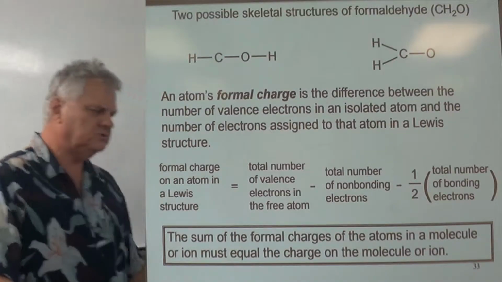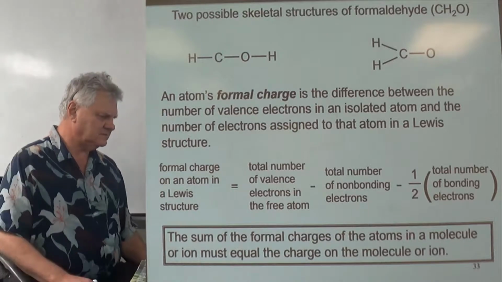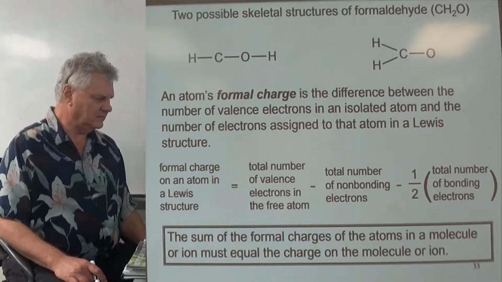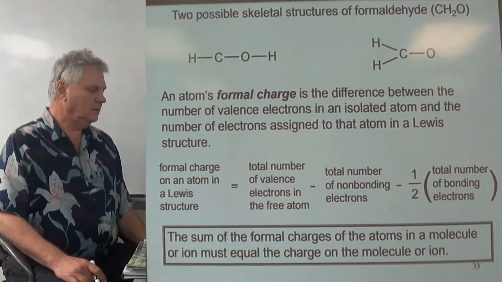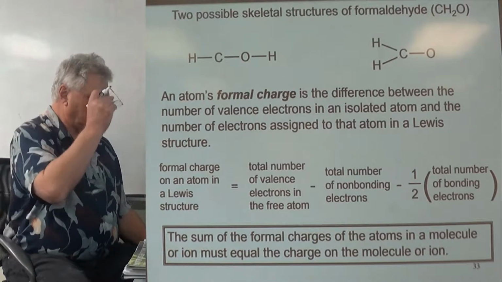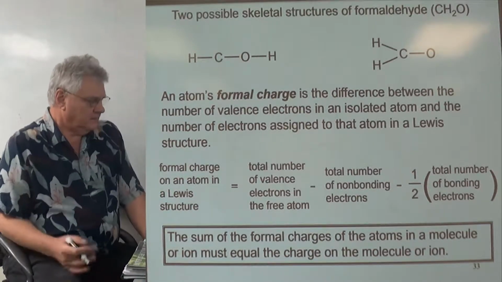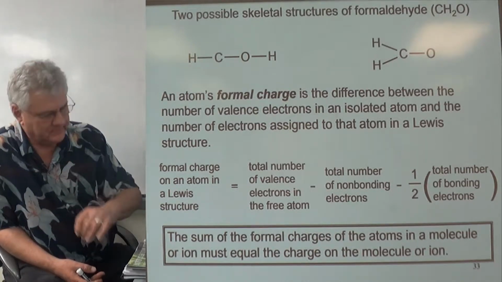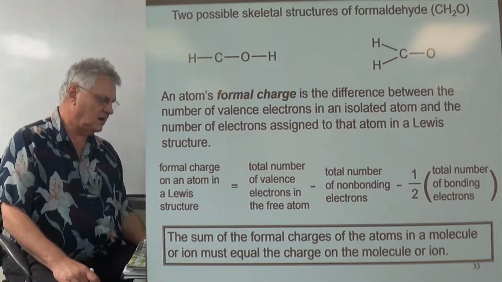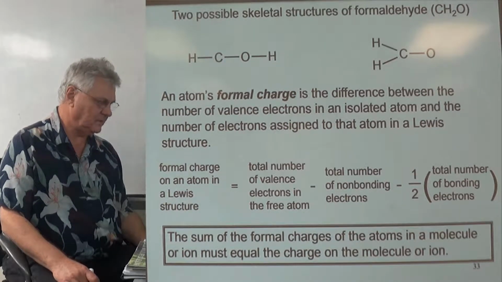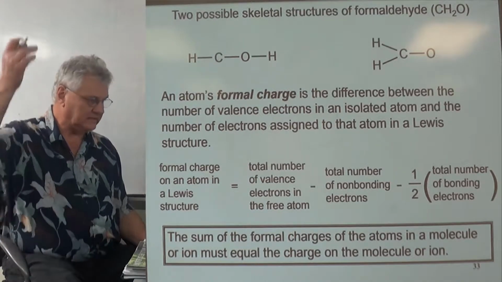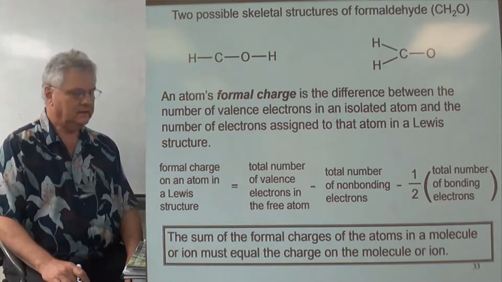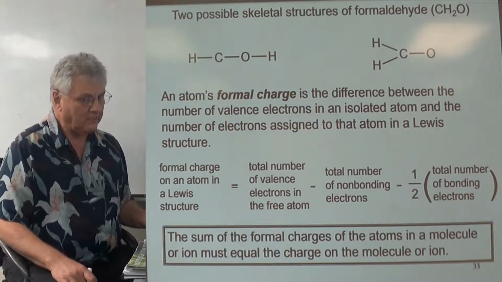An atom's formal charge is the difference between the number of valence electrons in an isolated atom and the number of electrons assigned to that atom in a Lewis structure. Okay, and the equation is actually quite simple. The formal charge on a certain atom in a molecule, you're looking at that atom in the molecule, and its formal charge is the total number of valence electrons if you have the free atom. And you can get that right off the periodic table, can't you? Like if you're looking at a carbon, it's in group 4A, you know it started out with 4 valence electrons.